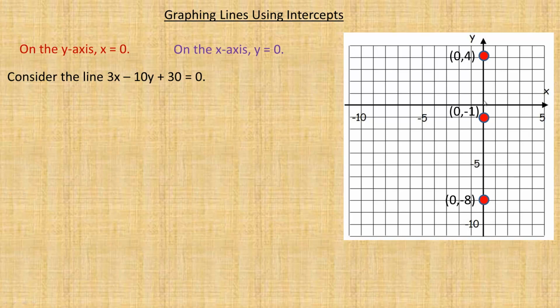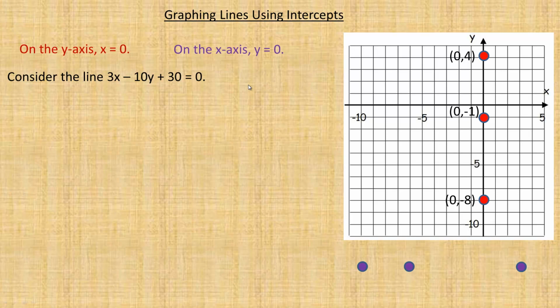Notice that every single point on the y-axis that I've plotted here, all three of them, x is 0. And that's the same for any point on the y-axis. X is always 0. So to find the y-intercept, you always put 0 in the equation in place of x. Okay, so that's how you find a y-intercept.